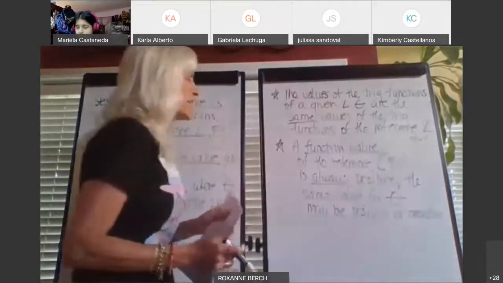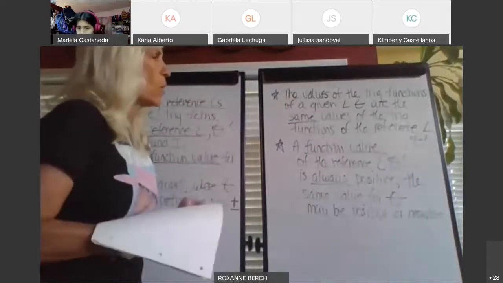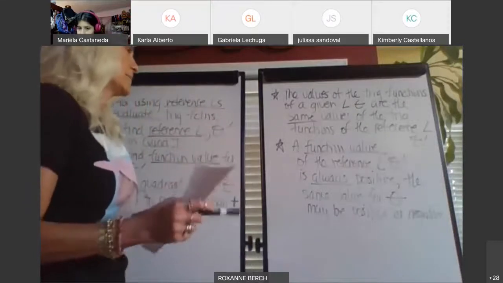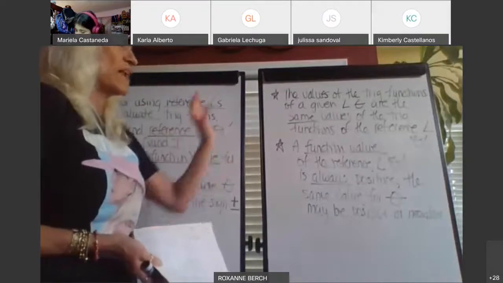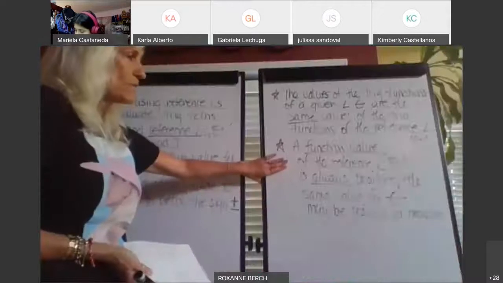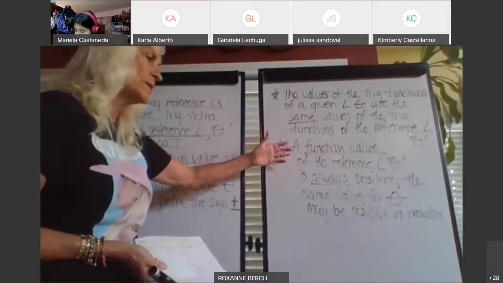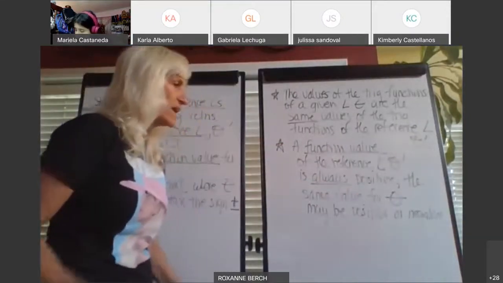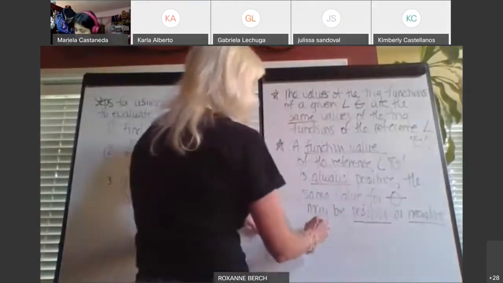Okay, so basically what I'm saying here is that the values of any trig function in any quadrant are the same values as the reference angle. A function value of the reference angle is always positive because it's a positive angle in the first quadrant, and the same value for our regular angle theta could be positive or negative depending on the quadrant.